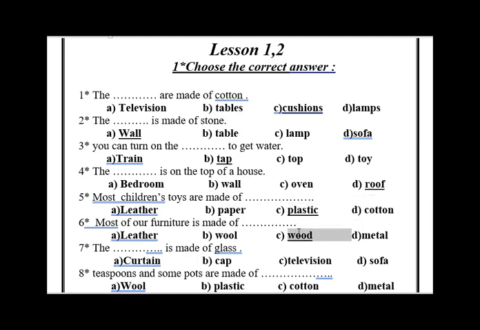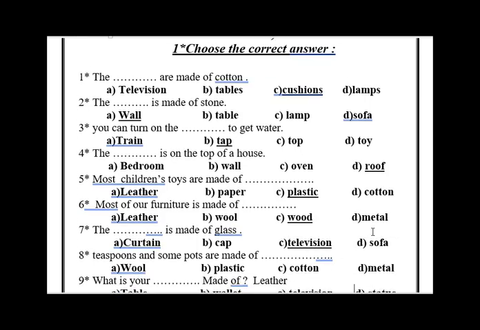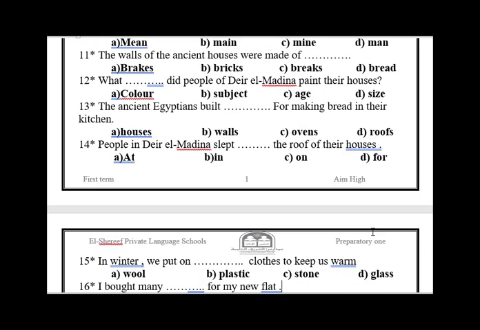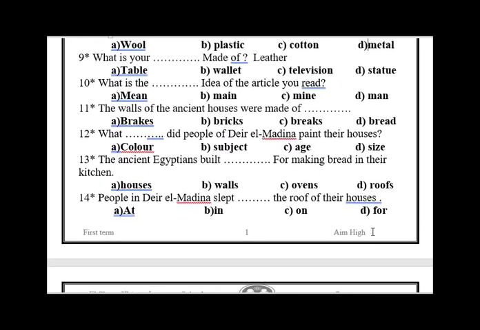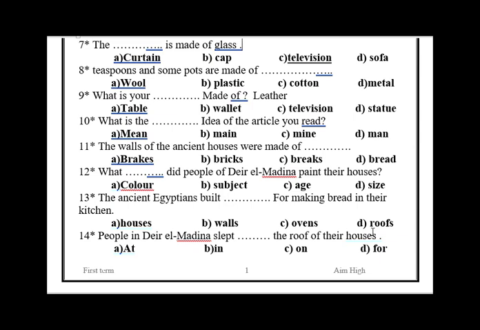Now let's move on. Number 7, the is made of glass. So the curtain, the cab, the television, or the sofa. I must say that television is made of glass. Let's move to number 8. Wait. Where is number 8? Teaspoons and some pots are made of wool, plastic, cotton, or metal. So the teaspoons are made of, yes, metal.